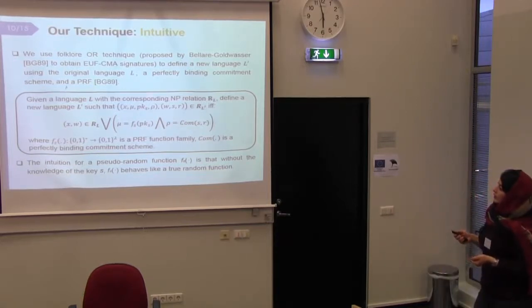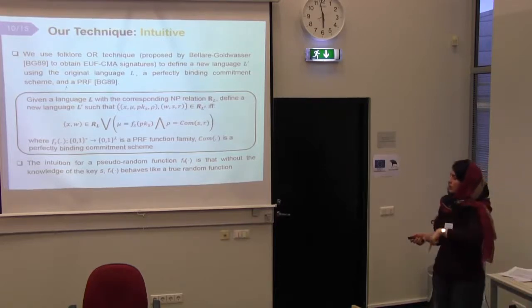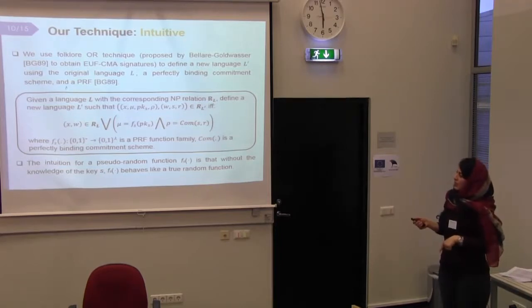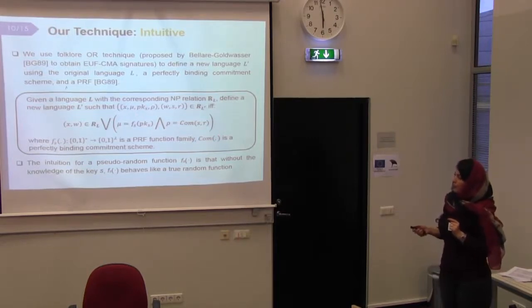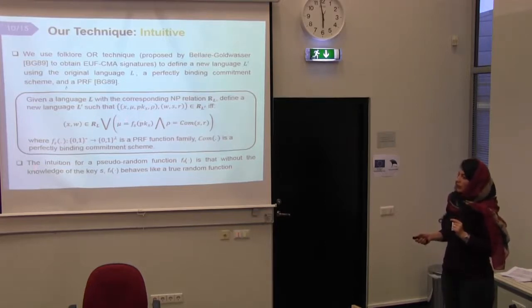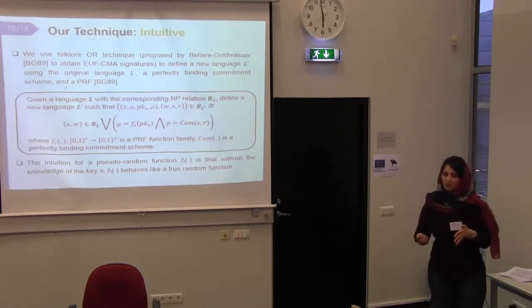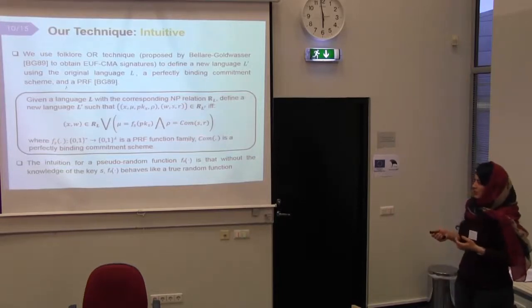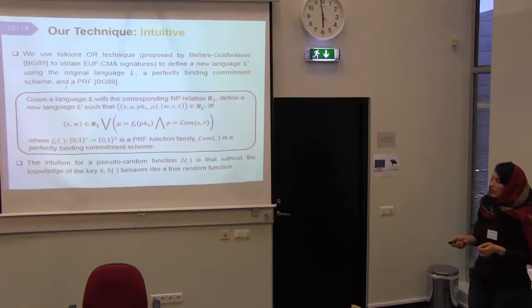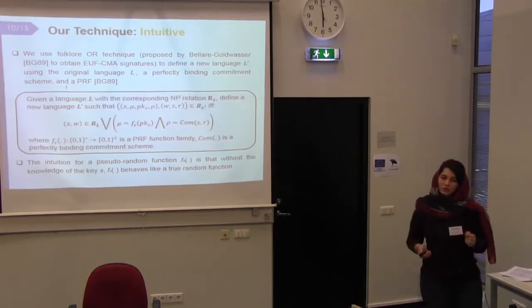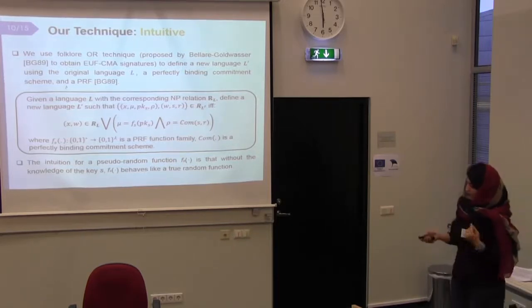Using the original language, we define the new language L prime. For this new language, we have new statements and new witnesses, such that this relation holds. Here you can see the pseudo-random function. By knowing this S, a simulator can easily simulate this protocol. If somebody does not know this S, the pseudo-random function acts as a truly random function, and it is very difficult to break it.